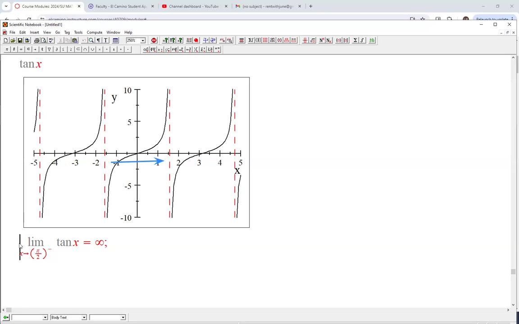And if the limit is x approaching pi over 2 from larger than pi over 2, then it's negative infinity. And you can see these are also the vertical asymptotes. All right.